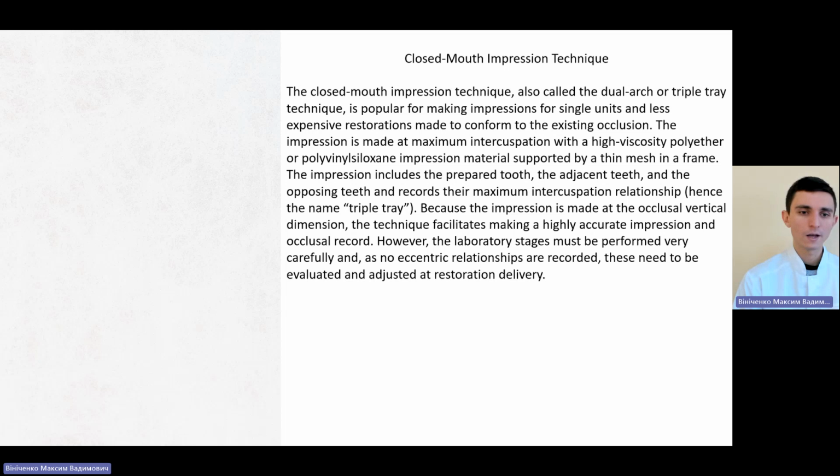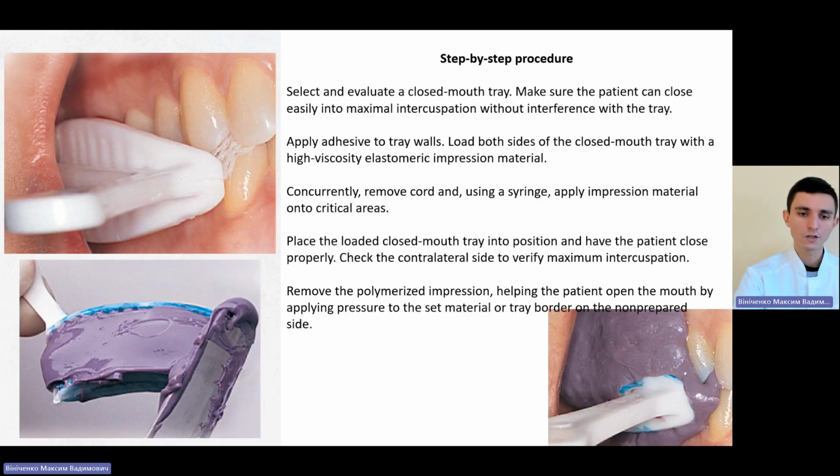The impression includes the prepared tooth, the adjacent teeth, and the opposing teeth, and records the maximum intercuspation relationship, hence the name triple tray. Because the impression is made at the occlusal vertical dimension, the technique facilitates making a highly accurate impression and occlusal record. However, the laboratory stage must be performed very carefully, and no eccentric relationships are recorded. These need to be evaluated and adjusted at restoration delivery.